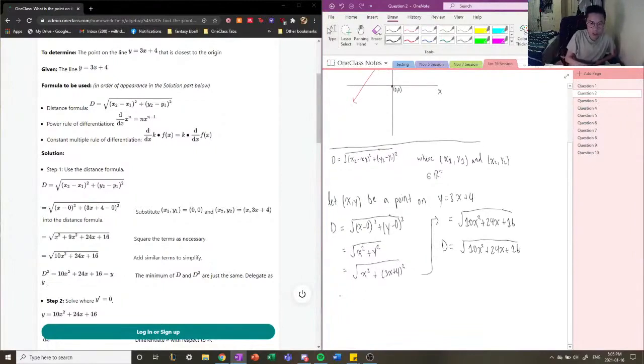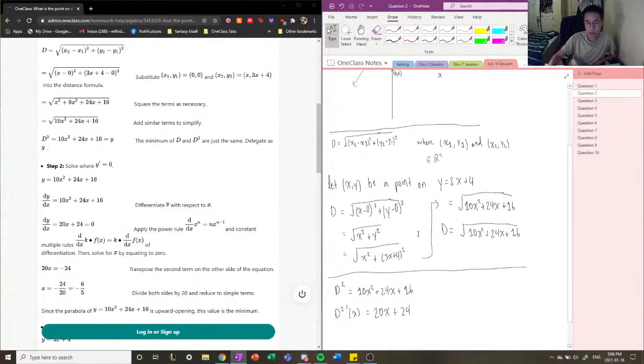So the first thing that I'm going to do, now that I have found our function, is get rid of the square root. So I'm going to square both sides, okay? The reason I do this is so that our derivative is a lot simpler to calculate, and we don't need to worry about it because the minimum of d and d squared is going to be the same, okay? So now I'm going to find the derivative, I'm going to prime this, and we're going to find the derivative of this. So it's going to be 20x plus 24. Okay.